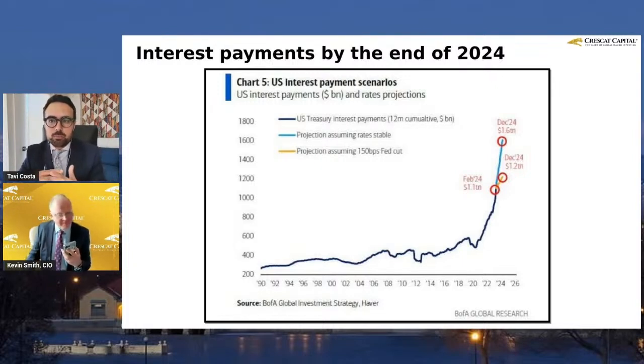When you look at the interest payments that we're seeing, with interest rates staying where they are, we're probably going to see interest payments run up to about $1.6 trillion, as shown in this chart in the lighter blue line that continues. And if you see the projection that if the Fed cuts interest rates by about 150 basis points, we're going to go to $1.2 trillion. So it's a 30% gap between the two. That to me is probably the main reason why the Fed is being forced to cut interest rates.